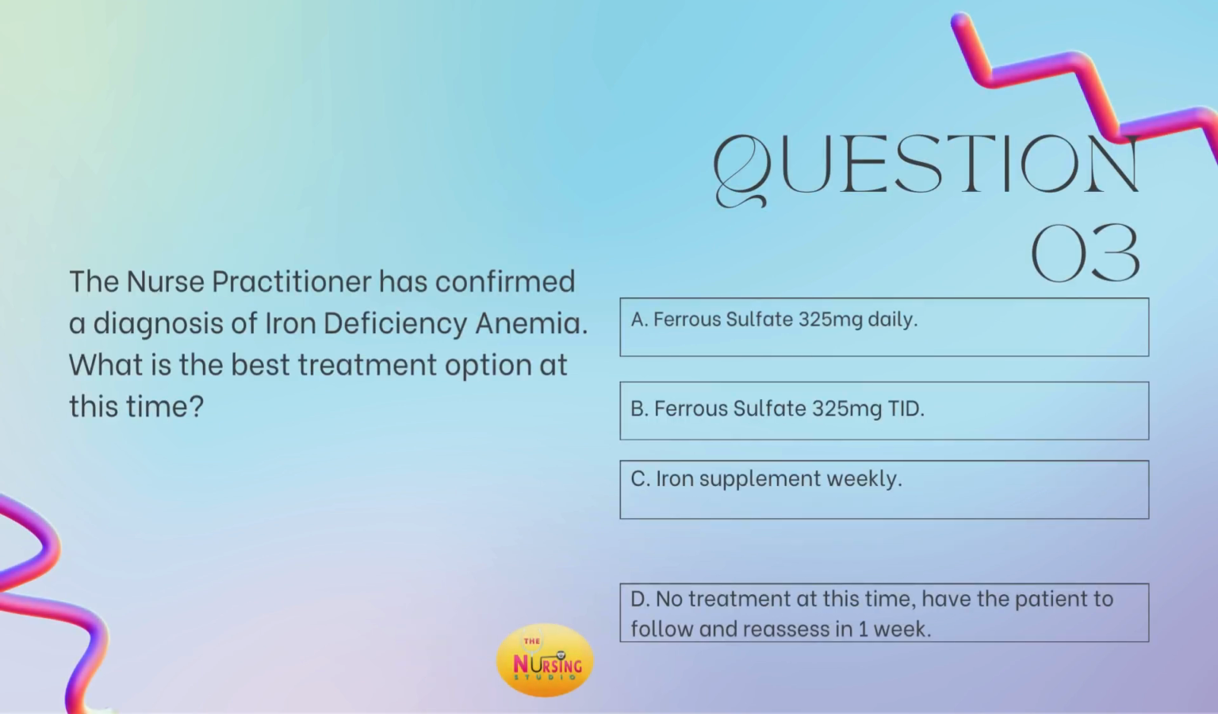And then lastly, question number 3, the nurse practitioner has confirmed a diagnosis of iron deficiency anemia. What is the best treatment option at this time? Is it A, ferrous sulfate 325 milligrams daily, B, ferrous sulfate 325 milligrams 3 times a day, C, iron supplements weekly, or D, no treatment at this time, have the patient follow up and reassess in 1 week? Take a moment and tell me what you got in the comments, you guys.